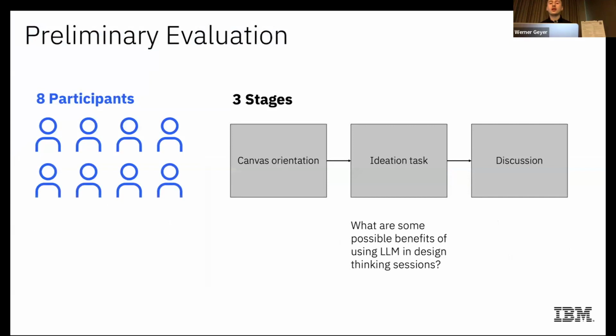To answer these questions, we did a preliminary evaluation of the canvas. We did a study with 8 participants, 8 design professionals from our organization who often lead design thinking workshops. We divided this study into 3 different stages. First, we did a demonstration of how to use the canvas. Then we presented a task to the participants so that they could play and interact with the tool. And finally, we asked the participants some questions in order to receive feedback, comments, and insights about the role of generative AI within group work.